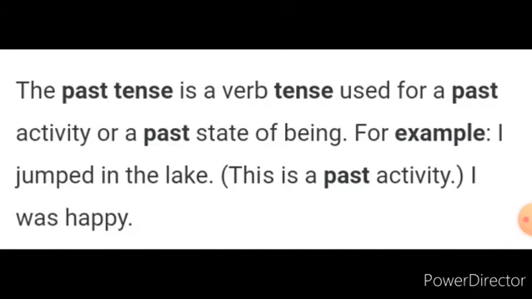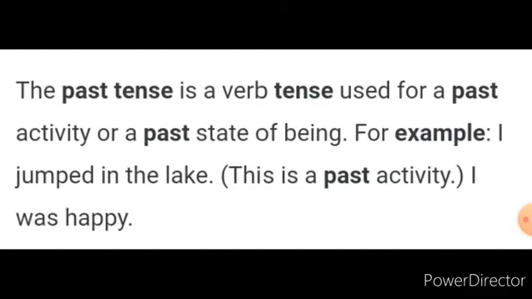Look at this example. I jumped in the lake. This was a past activity. What is the verb here? Jumped. I jumped in the lake. With the help of this verb, we can identify that this tense is past tense. I jumped. E-D is added. Jumped. This is a past activity. So it is past tense.